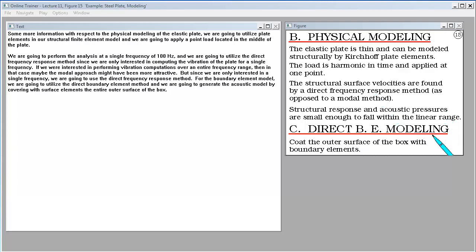For the boundary element model, we are going to utilize the direct boundary element method, and we are going to generate the acoustic model by covering with surface elements the entire outer surface of the box.